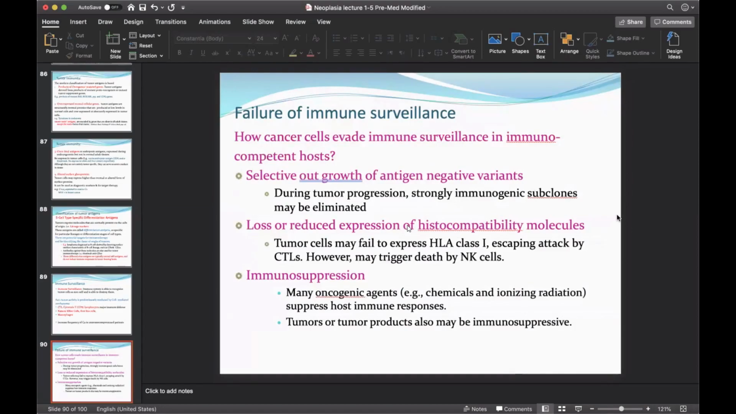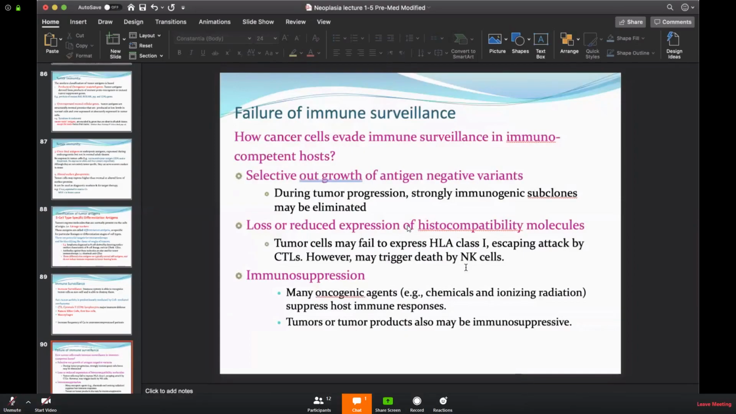Okay, this is one of the reasons why, when they give chemotherapy for cancer cells, they give more than one type of chemotherapy and also give it over a period of time in cycles. Okay, so the other mechanism is loss or reduced expression of histocompatibility molecules such as class 1. Do you know why? Because HLA class 1 is what the cytotoxic T lymphocyte uses to be able to recognize this cell as foreign or self.